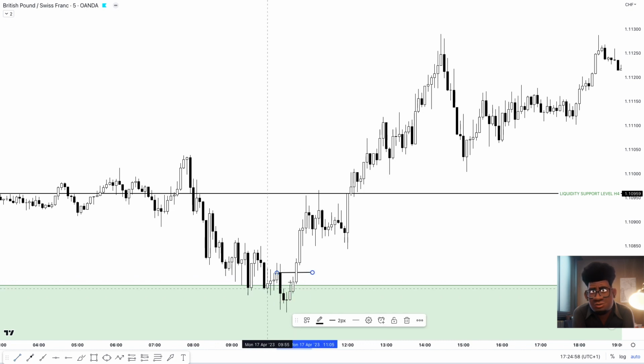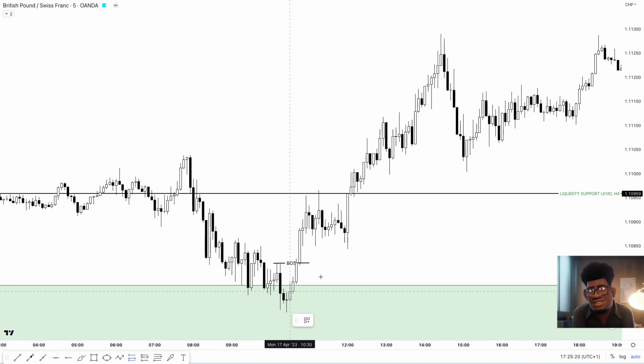So when it comes to break of structures, you can look at them from the body of a candle, or you can look at them from the wick. The Neo indicator actually reads them from the wick. So for the case of this video, we're going to look at our break of structure from the wick right over here. So when the break of structure was right over here, I was looking to enter my trade.